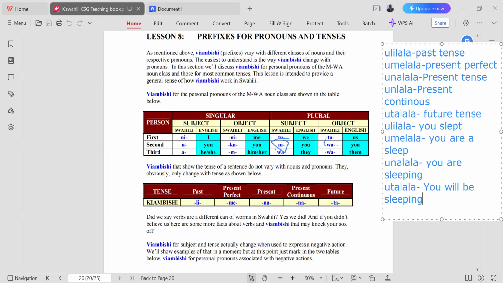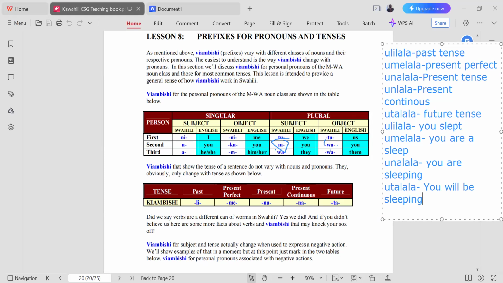Kuja, wakuja, wanakuja. Wanakuja. Yeah, you see? Na is the present or present continuous, which means you are in the process of coming. Wanakuja. Watakuja means we will be coming, or they will be coming. Wanakuja means they are coming. Wamekuja means they have already arrived now. They have arrived.